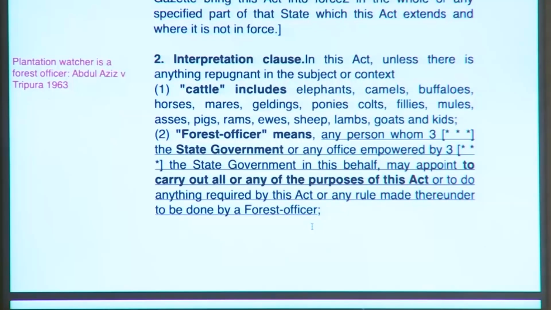Now, section 2 of a number of acts gives you the definitions of different terms that are used in the act. So, in this case we can see, what is a forest officer? Any person whom the state government or any officer empowered by the state government in this behalf may appoint to carry out all or any of the provisions of this act is a forest officer.